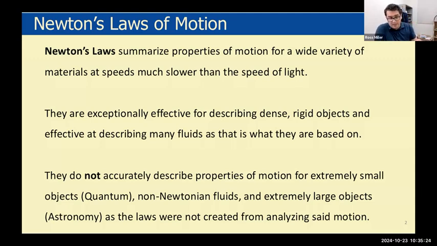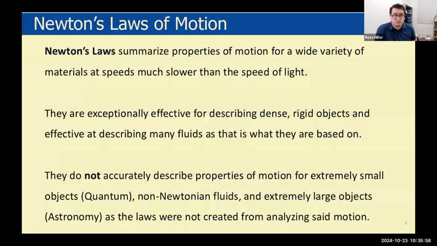Newton's laws do not accurately describe properties of motion for extremely small objects. So we're not talking about quantum mechanics. We're not talking about atoms or subatomic particles, even though at times these laws can work fairly well. Usually with materials, they still work, but not necessarily single atoms. We're not talking about non-Newtonian fluids like oobleck, that stuff that gets super rigid when it starts moving. And we're not talking about extremely large objects like in astronomy.